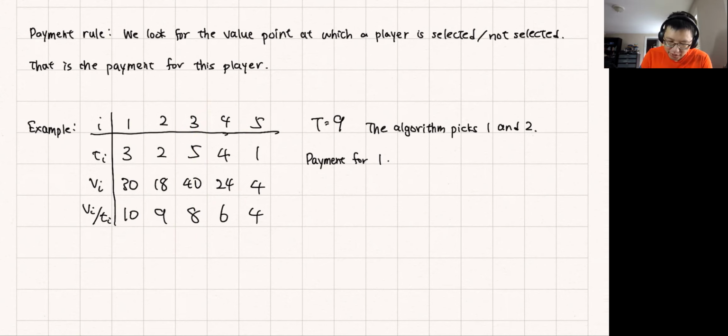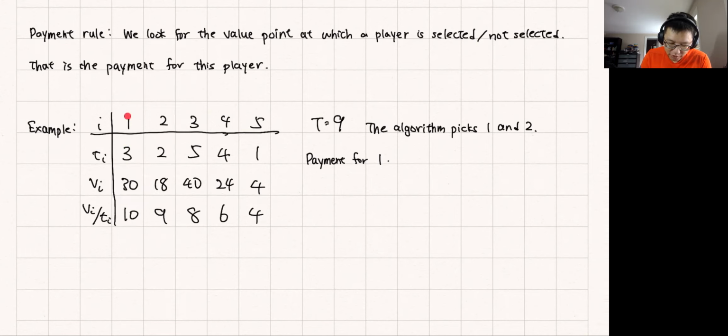Okay, right. In this case, we will just start lowering the value for player 1 until the point at which we know that the algorithm will not pick player 1 anymore. So if it lowers down to between 2 and 3, it will still pick it, because there's 2 and then 3, so it will pick that.